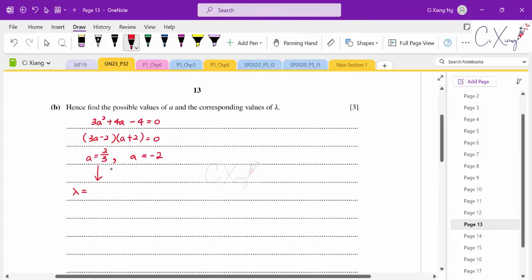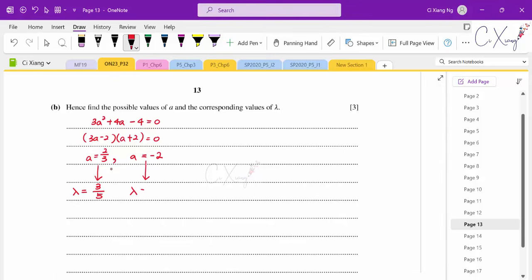So after you substitute the value of a, by right, the lambda that you get should be 3 over 5. And the same thing happens if you substitute a equals to negative 2, then by right, the lambda that you get should be negative 1. Okay, so this is my answer for the a and also the corresponding value for lambda. So when a equals to 2 over 3, lambda is 3 over 5. But if a is equals to negative 2, then lambda will be equals to negative 1. Right, so this is how we basically solve question number 8, part B.